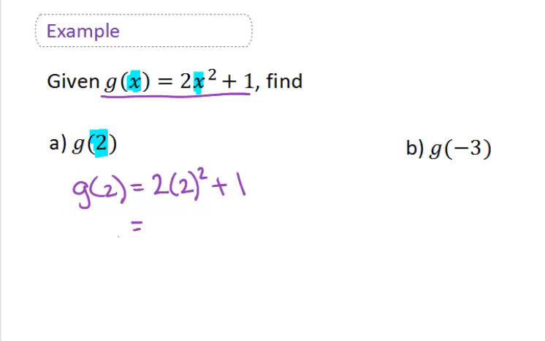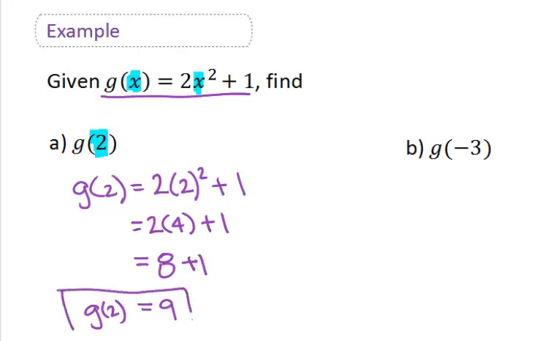So first thing is exponents. So 2 squared simplifies to give me 4. Then we do multiplication. 2 times 4 gives me 8. And last, we work our addition. 8 plus 1 gives me 9. So my final function answer here is G of 2 is equal to 9.